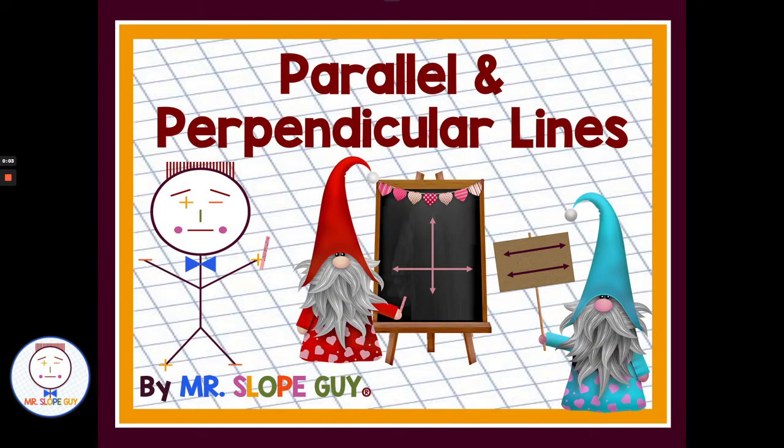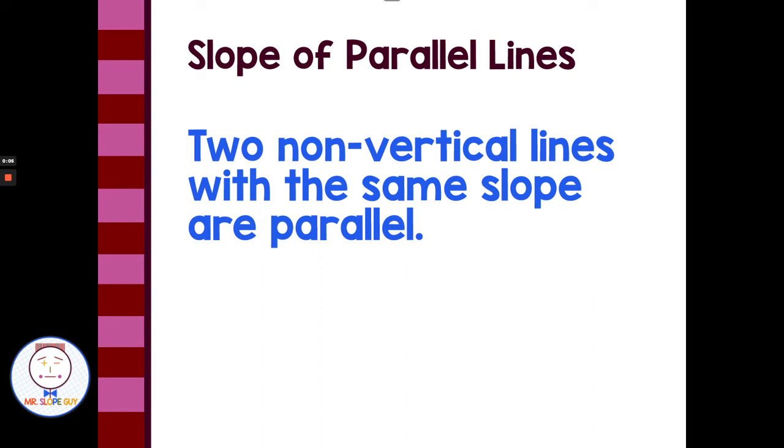Parallel and perpendicular lines. And let's talk about the slope of parallel lines. Two non-vertical lines with the same slope are parallel.